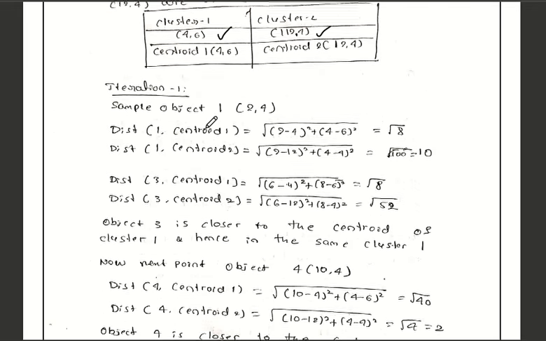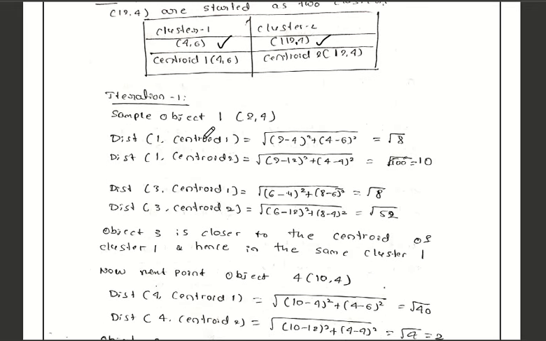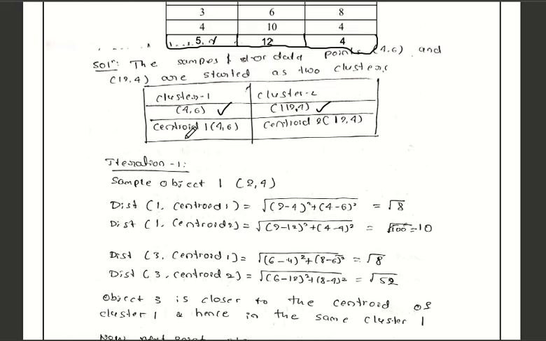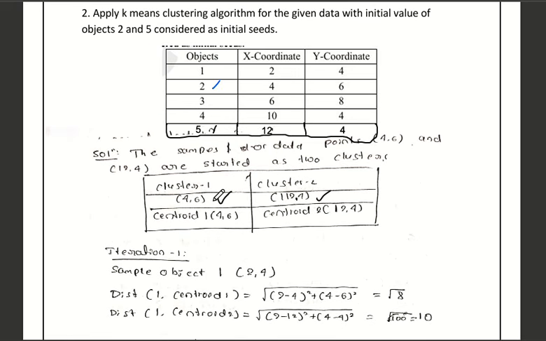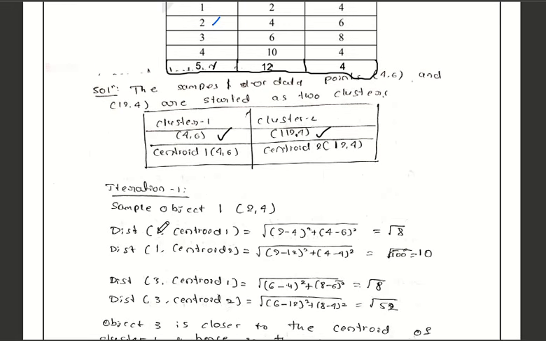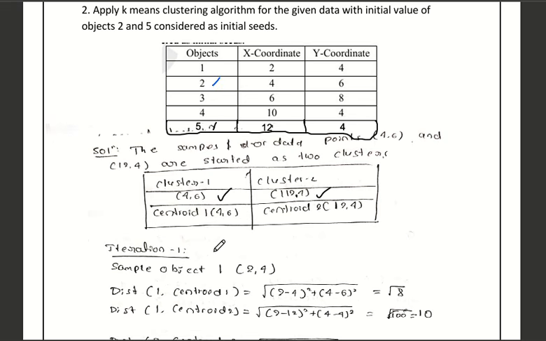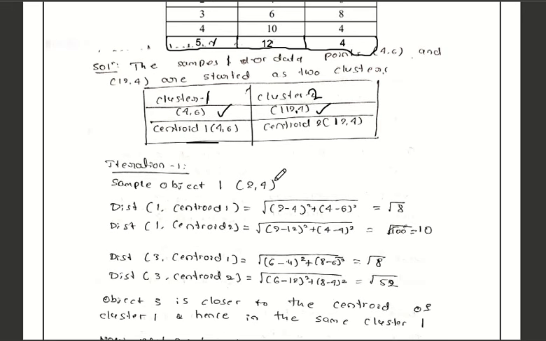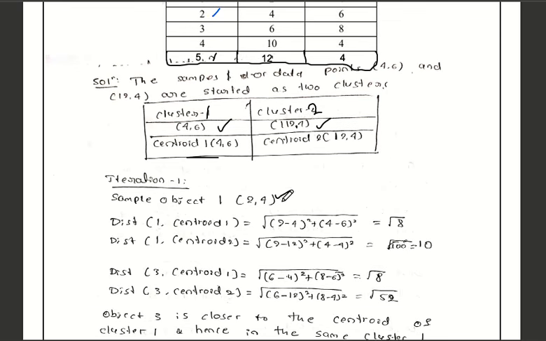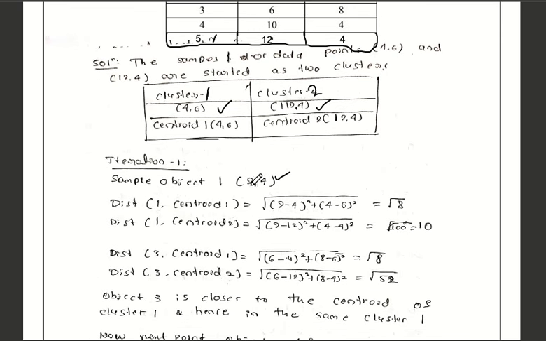Now the centroids are these. Let's start an iteration. In the first iteration we need to find the distance from the first object to the cluster centroids. So the distance of object 1 to centroid 1. This is centroid 1 and this is centroid 2. We need to find the distance of object 1 to the centroid point 4 comma 6, that is cluster 1. I have written here that sample object 1 is 2 comma 4.